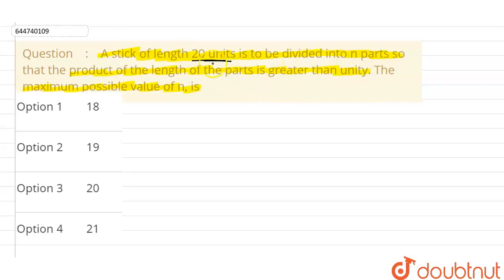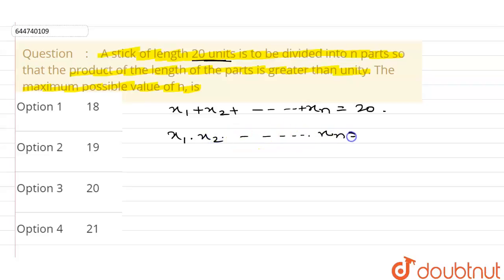Okay, so here I can say that x1 plus x2 plus up to xn should be equal to 20, because after adding the sum of the total parts we get 20 units. And the product of each part length is greater than unity, so I can write x1 into x2 up to xn is greater than 1.